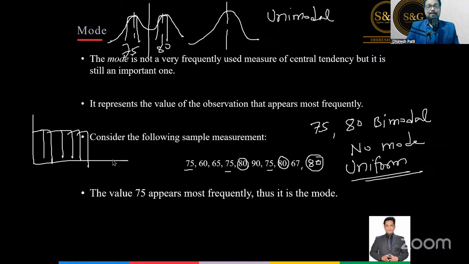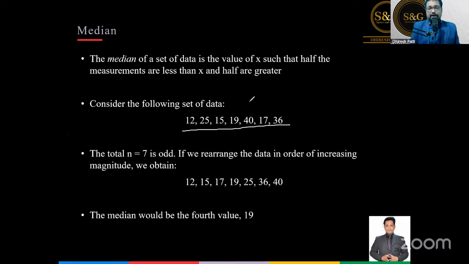Now comes the median. What is median? If I take the same data, arrange it in ascending or descending order, whatever comes in the center is called the median of the data. Let's say this is the data set. If I arrange it in ascending order, there are 7 data points, so the fourth data point will be exactly in the center. It's called median.